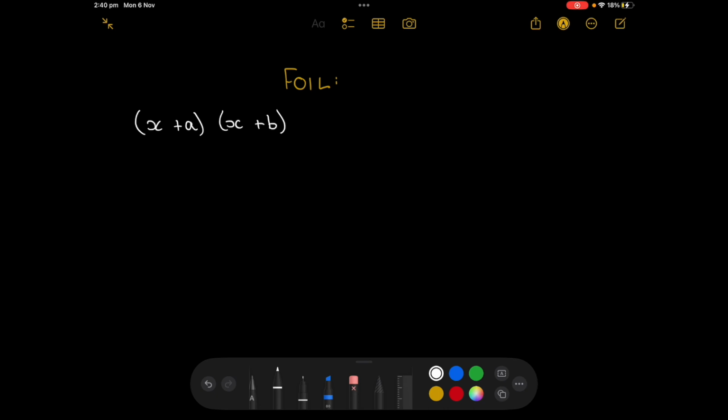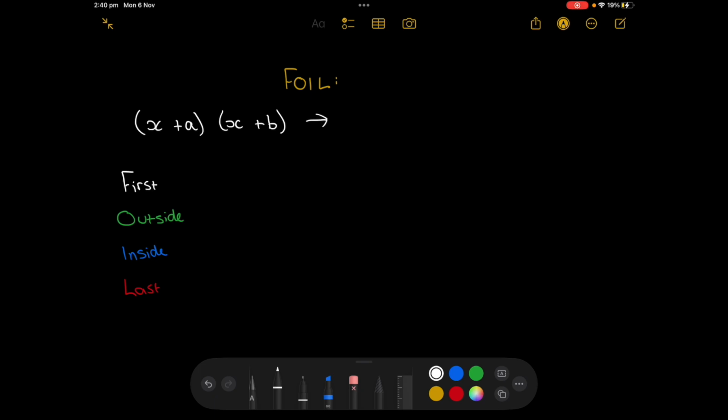So FOIL is actually an acronym that stands for the order in which we expand. So we start with first. And what that refers to is the first term in each of the brackets. But we'll get to more detail on that in a moment. Then we have the outside. Then we have the inside. And then last.